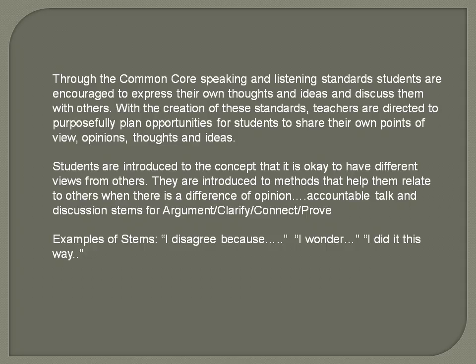Through these Common Core speaking and listening standards, students are encouraged to express their own thoughts and ideas and discuss those with others. With these standards, teachers are going to have to purposely plan opportunities where the students can express their own points of view. And I think a lot of times, I know as a teacher, I feel pressed a lot of times. And you feel like, I've got to teach. And it's hard for us to just stop and allow students to discuss.